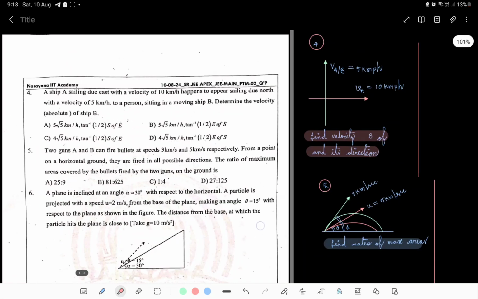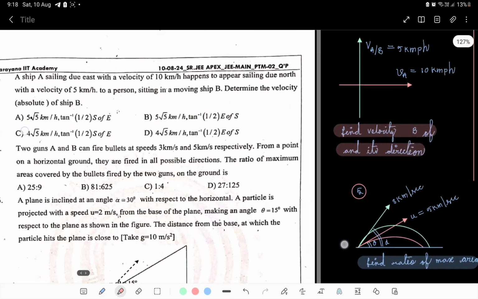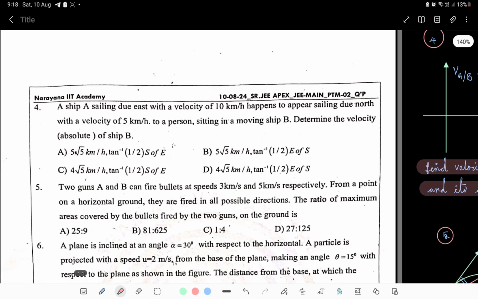Question number 4. A ship A sailing due east with a velocity of 10 km per hour happens to appear sailing due north with a velocity of 5 km per hour to a person sitting in a moving ship B. Determine the velocity of ship B. So the question is, there are two ships, ship A and ship B. Ship A is moving towards east.